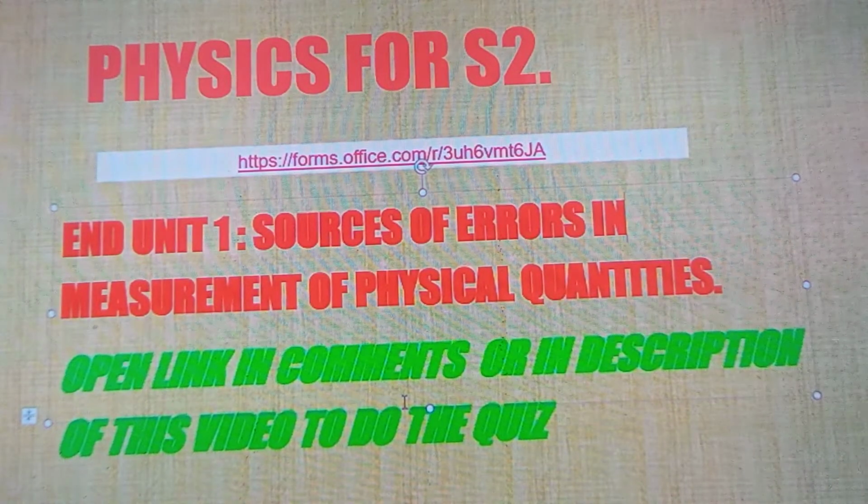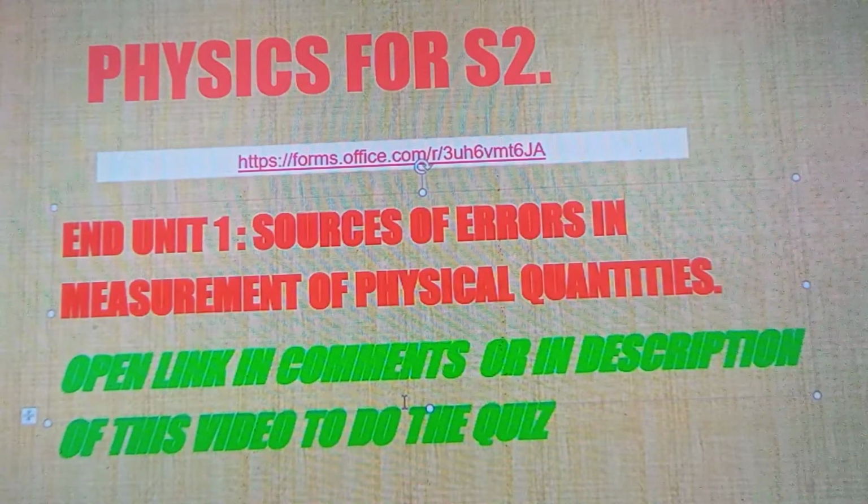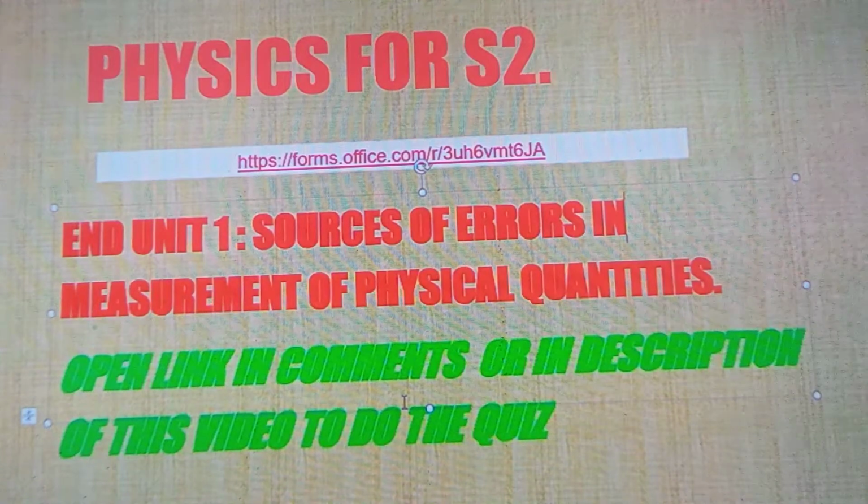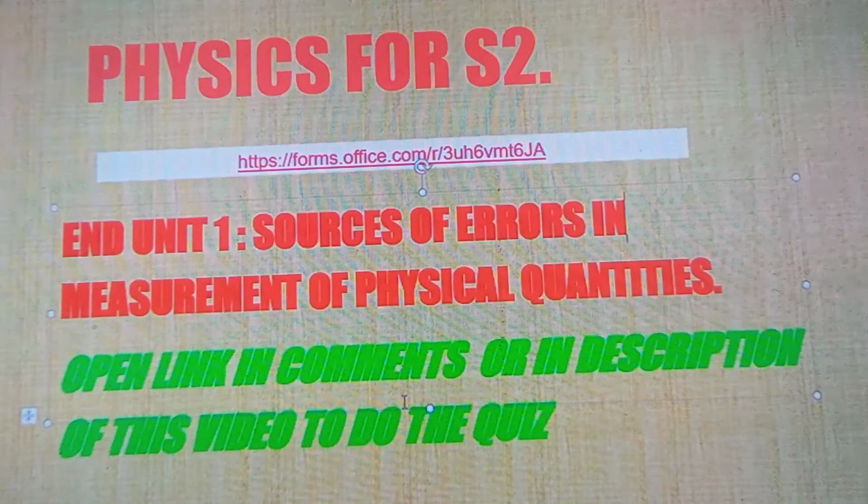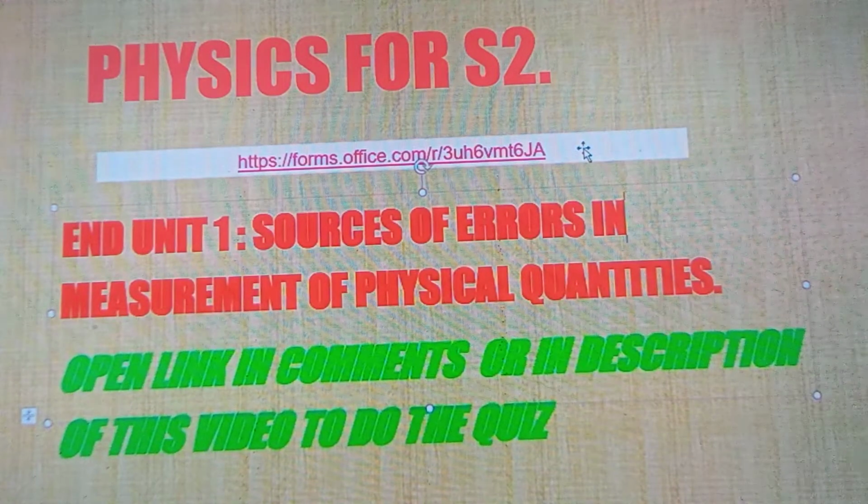Today we are going to learn physics, but we need to do the end unit number 1, which is about sources of errors in the measurement of physical quantity. We shall use this link, okay, and open the link and open the quiz.